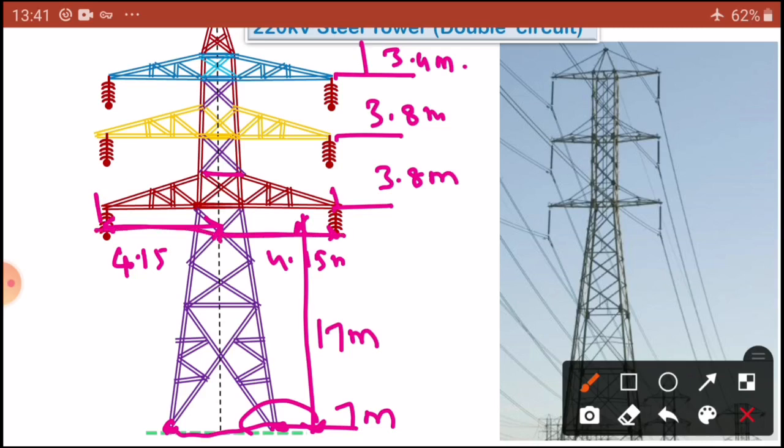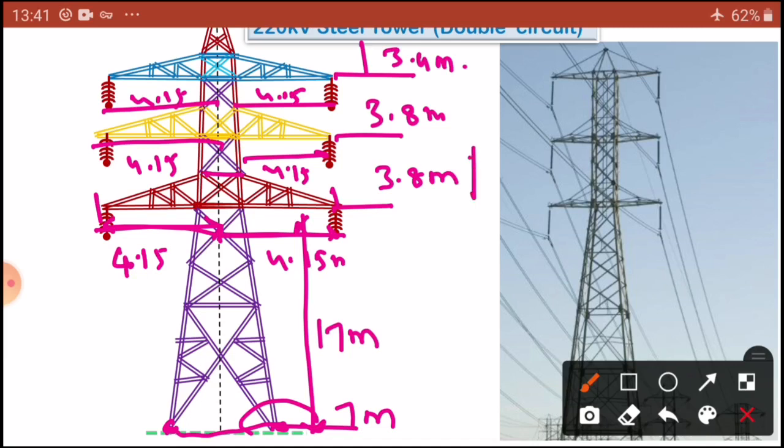So all are equal distances. From this place to this place 4.15, and this is 4.15, this is 4.15 and 4.15. Very easy, dear students. You know the vertical lengths, you know the horizontal lengths. Easy to write. This is known as the 220 kV double circuit. Only the dimensions changed.